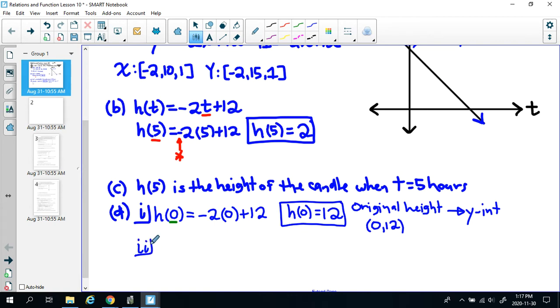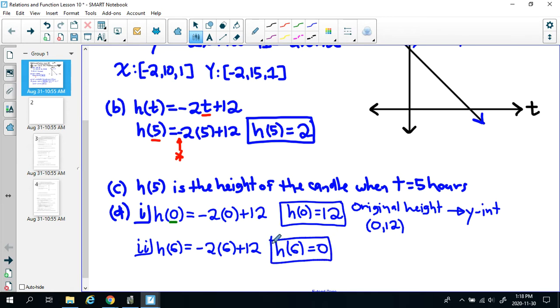Okay, the second part of D wants me to determine h of 6. Okay, so h of 6, again, we're just going to take the equation h of t is -2t plus 12 and replace t with a 6. So we're going to evaluate that expression when t is 6. So that'll be -2 times 6 plus 12, which is -12 plus 12, which would just be 0. So you'd have h of 6 equal to 0.